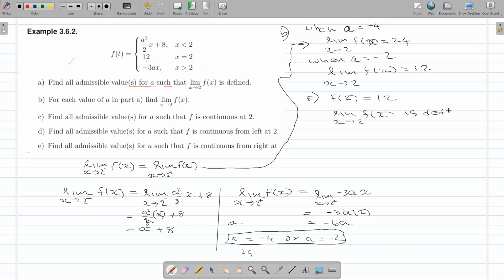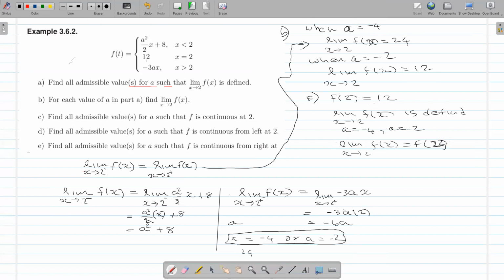So from this, this one is fine for all a. So up to now, I don't have a restriction on a. For all a, f(2) is 12, no? Now here I get 2 candidates, a equals -4 and a equals -2, both of which will make the limit defined. Now I have to use the third condition, limit as x goes to 2 of f(x) equals f(2).